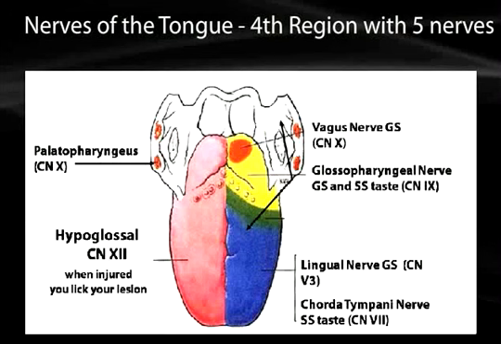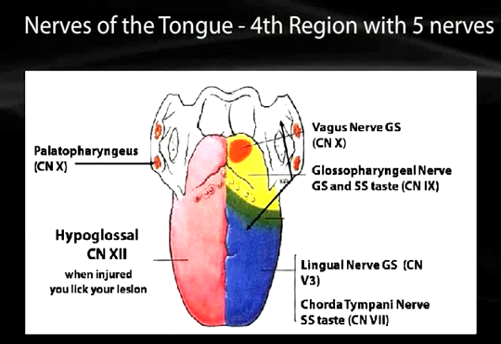Then we have general sensation to the anterior 2/3, which is supplied by the lingual branch of the V3. Then we need special sense taste to the anterior 2/3, which will be supplied by chorda tympani nerve, a branch of cranial nerve 7. And finally, at the posterior third, we get the vagus nerve with general sensation, as well as the glossopharyngeal nerve with general sensation and taste. The glossopharyngeal, of course, is 9.